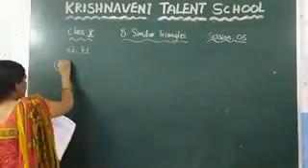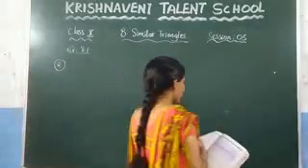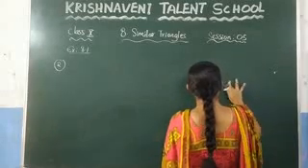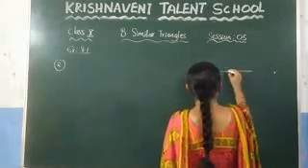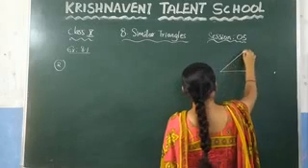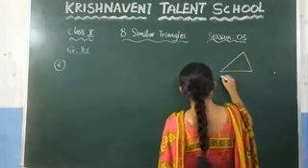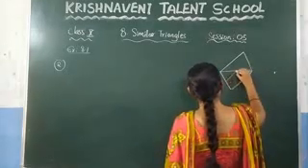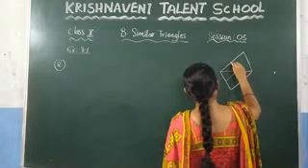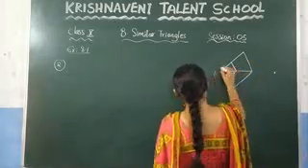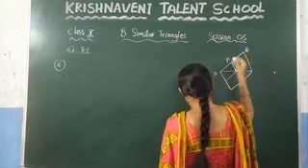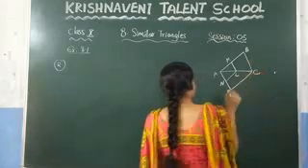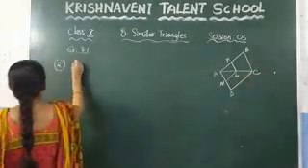The second question: draw the triangle first, and after that you can write what is given. Here they have given the triangle. This is the triangle given, and what is given, write it here first.